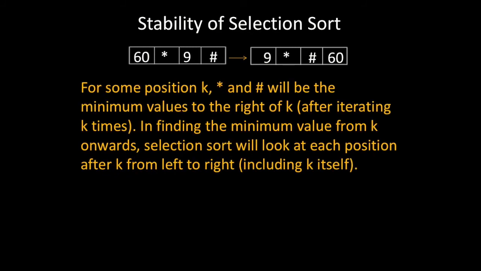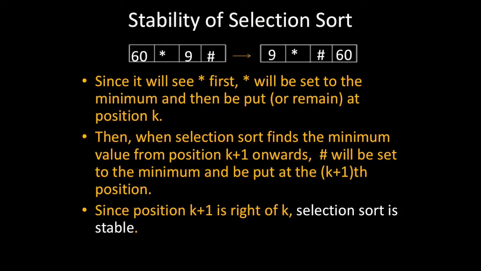When it comes to selection sort, for some position k, star and hashtag will be the smallest values to the right of position k, after iterating k times. In finding the minimum value from position k onwards, selection sort will look at each position after k from left to right, including k itself. So it will look at k plus 1, and all the way up to the end of the list. Since selection sort will see star first because it moves from left to right, star will be set to the minimum and then be put, or remain if it was already at position k, at position k.